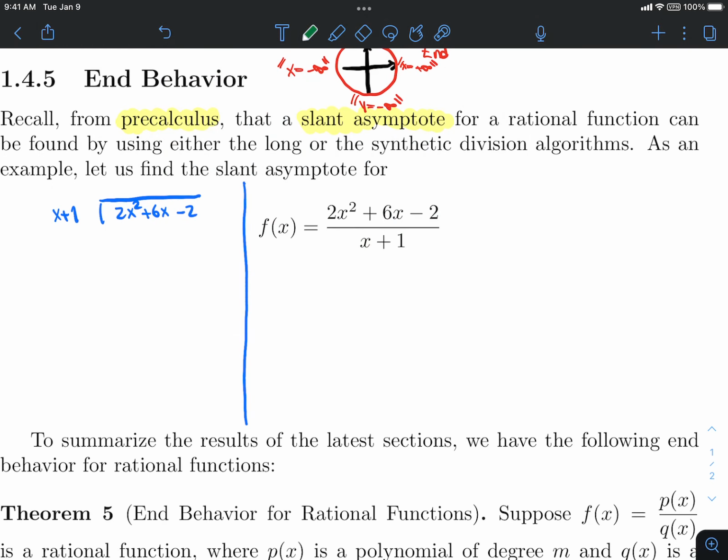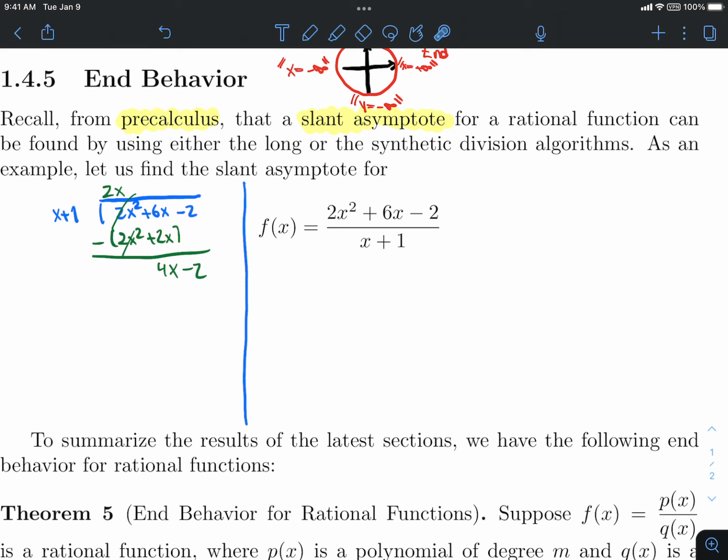So the quotient will be on the top. I need to find something here that when I multiply by x plus 1, the leading coefficients match. So I need to multiply this by 2x. When I use the distributive property, I'll get 2x times x, that's 2x squared, and then 2x times 1, that's 2x. I subtract, these two cancel, and this becomes a 4x minus 2.